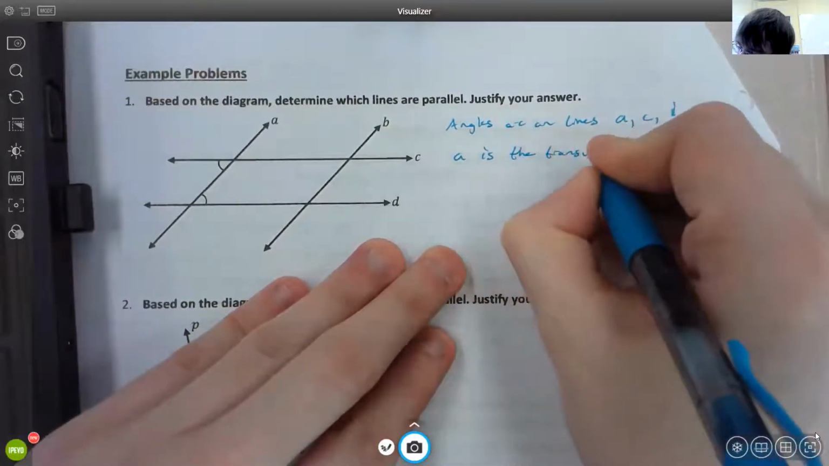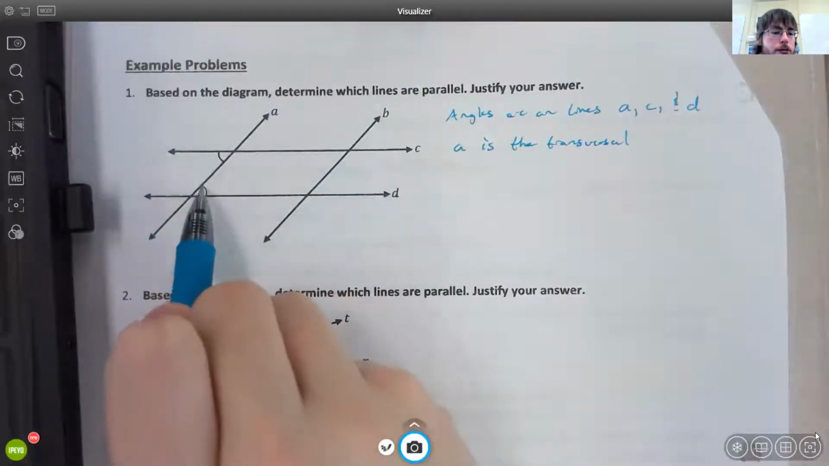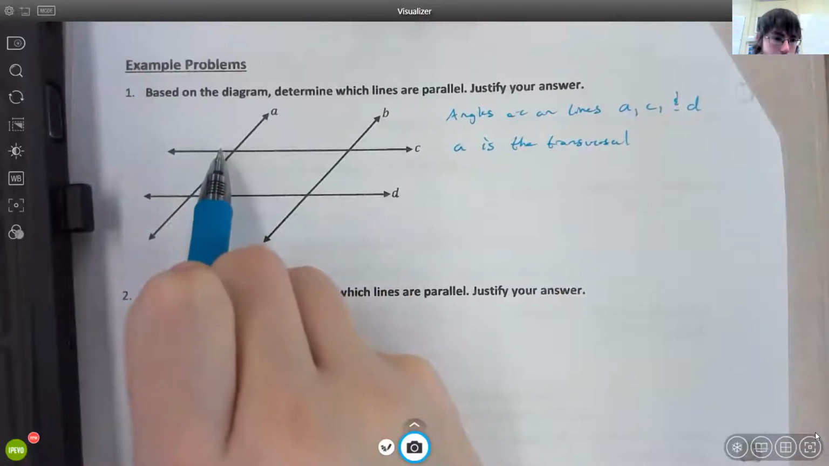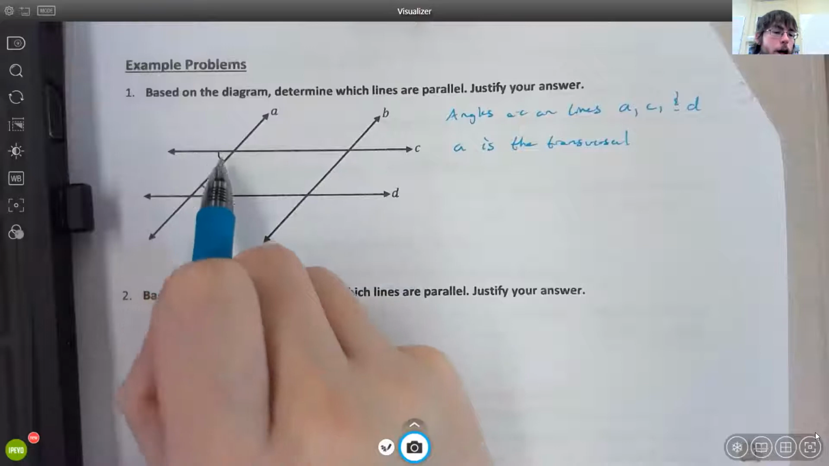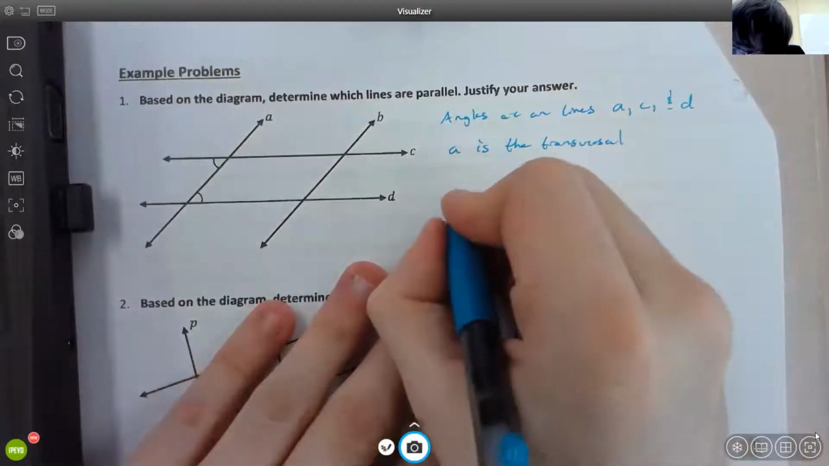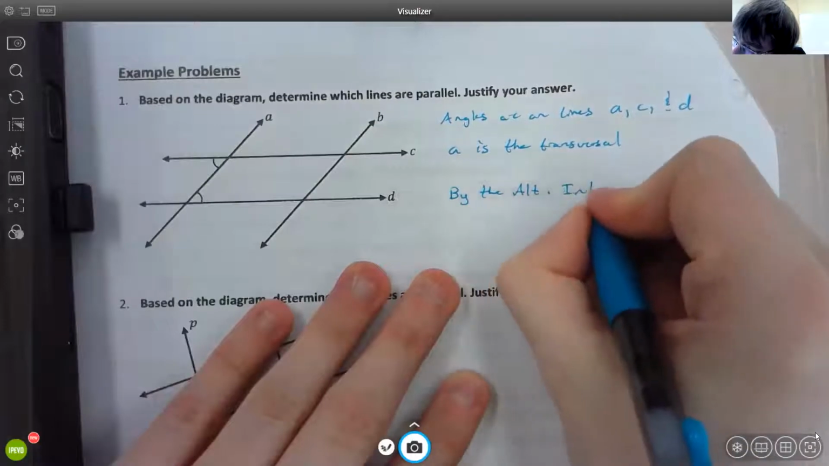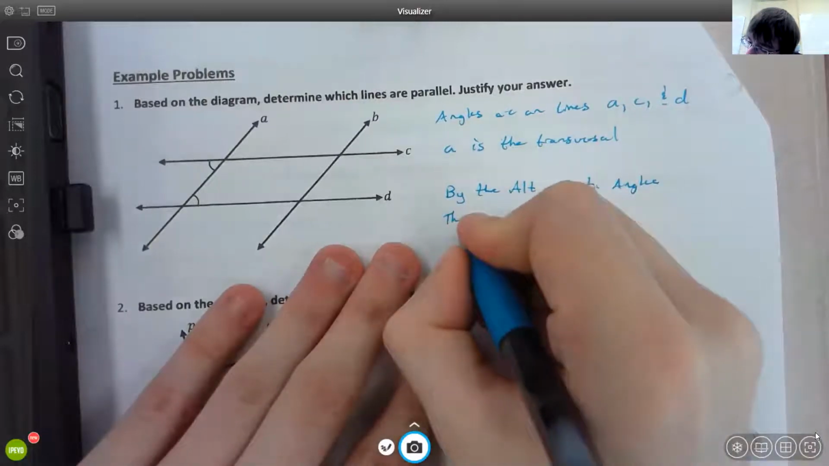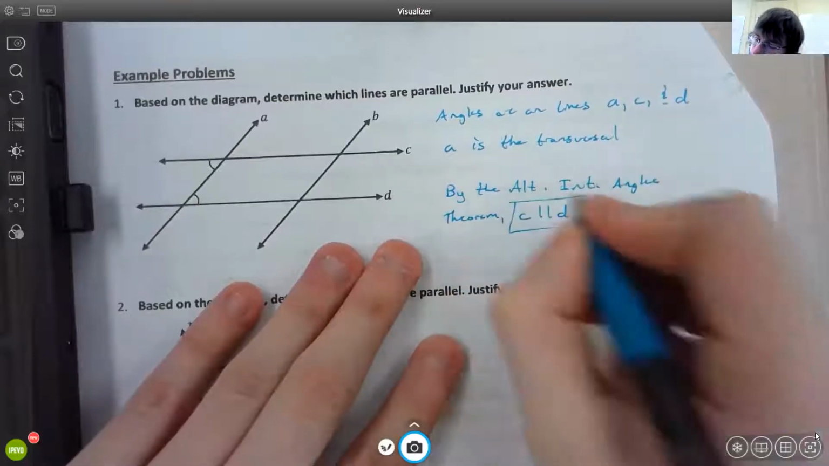So now we need to see if they have a particular relationship here. What type of angles are these? Well, these are alternate interior angles. And we see on the diagram that they are congruent. Are alternate interior angles supposed to be congruent? Yes, they are. So that means by the alternate interior angle theorem, and you can just abbreviate it, C is parallel to D.